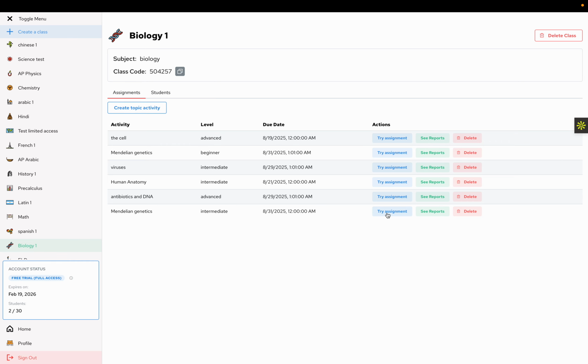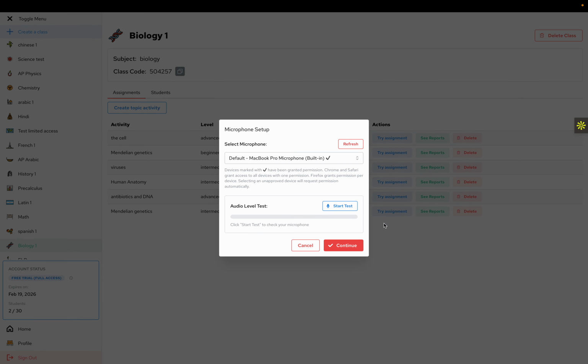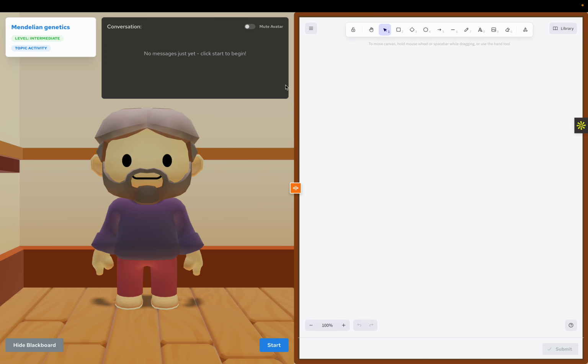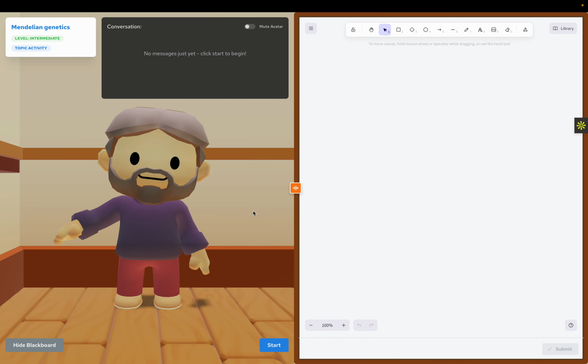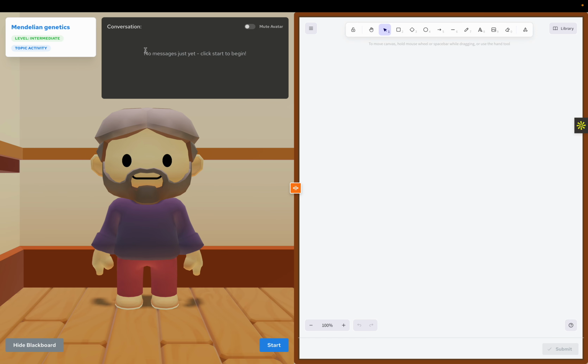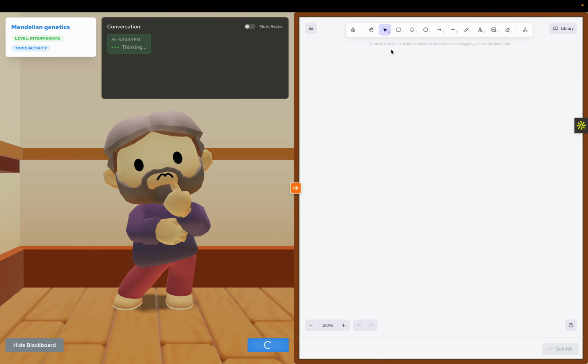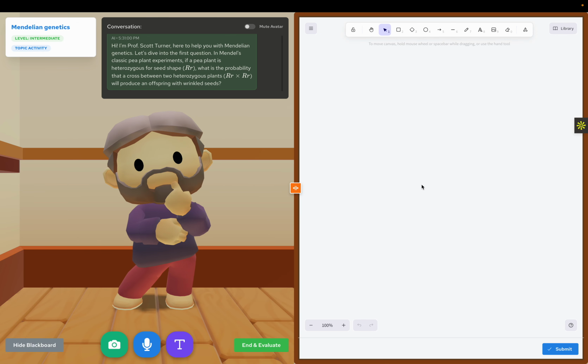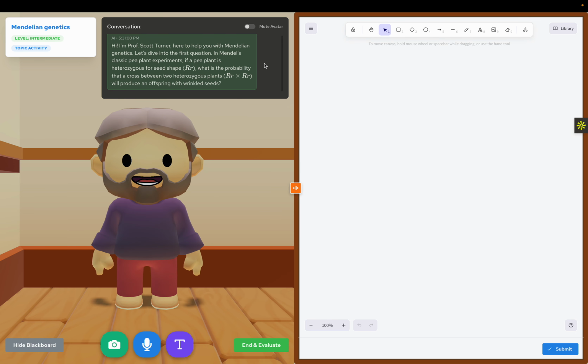Go ahead and do our biology lesson here. It's on Mendelian genetics, so let's pull up the lesson. My teacher's actually already set the questions that the AI is going to walk us through. So let's get started here. I also have a whiteboard on the right to help me with drawing. Hi, I'm Professor Scott Turner, here to help you with Mendelian genetics. Let's dive into the first question.